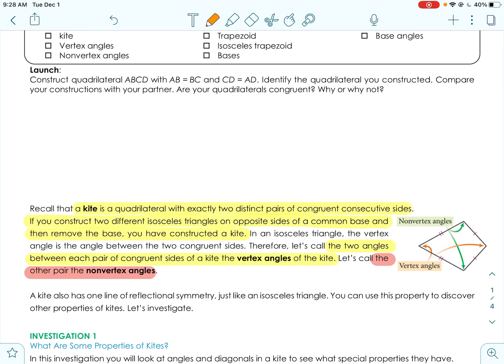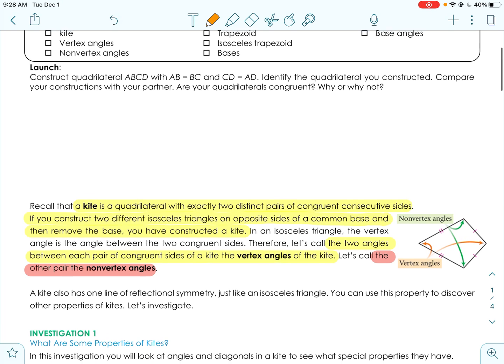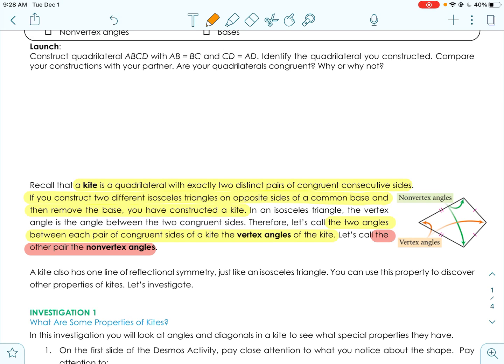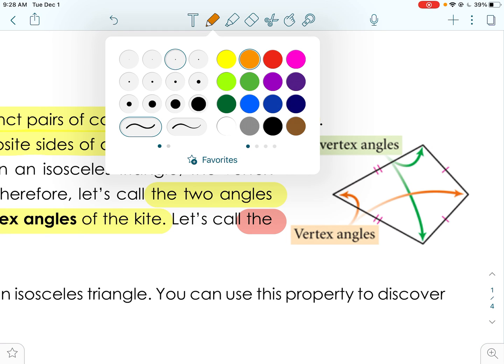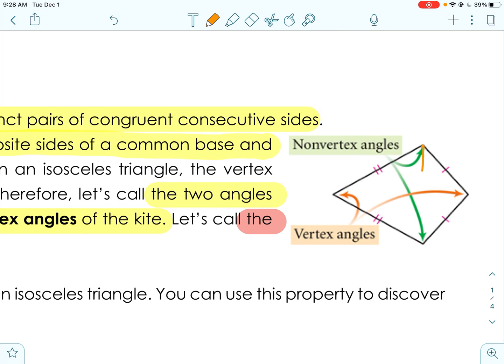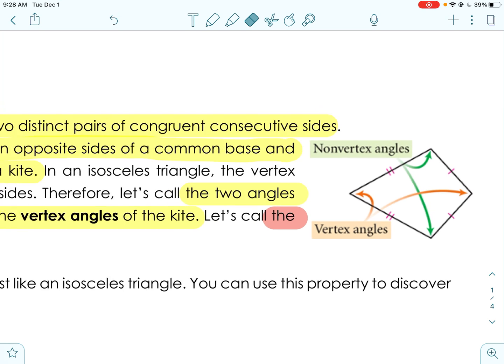A kite is a quadrilateral with exactly two distinct pairs of congruent consecutive sides. And an easy way to create a kite is to create two different isosceles triangles that share a common base and then remove that base. If you look at this picture of a kite, if I drew in the base, you'd see an isosceles triangle on the left and an isosceles triangle on the right. When you remove that base, you end up with a kite.